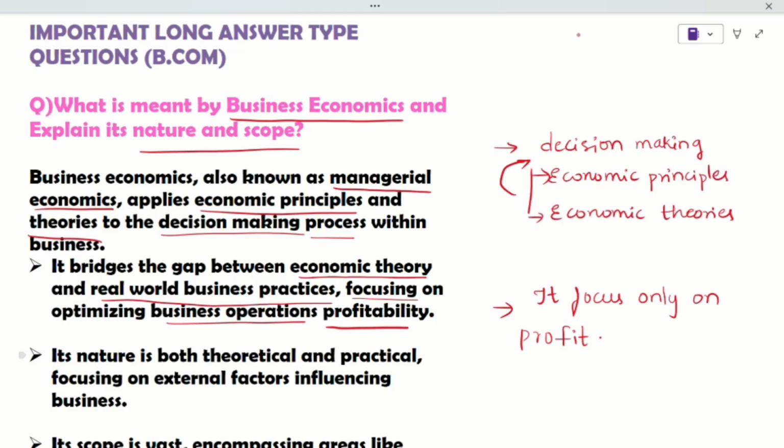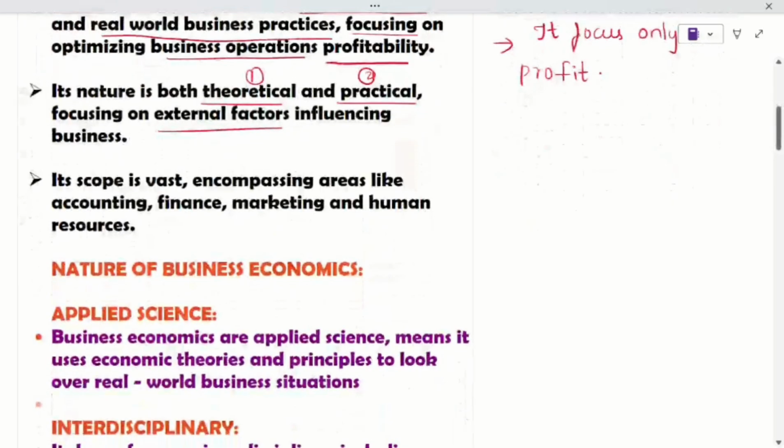Next, its scope is vast. It focuses only on profit. This is the second thing: its scope is vast, meaning the scope of business economics is wide, encompassing areas like financial accounts, macroeconomics, microeconomics, and so on. The scope is also vast for marketing and human resources, which means HR.